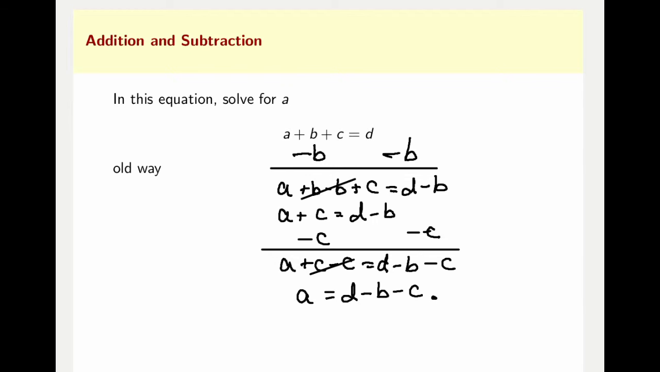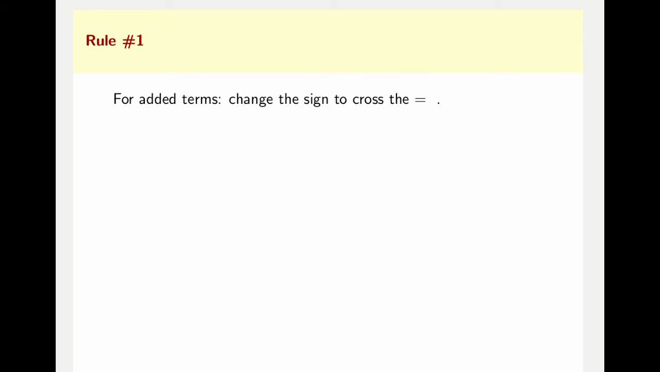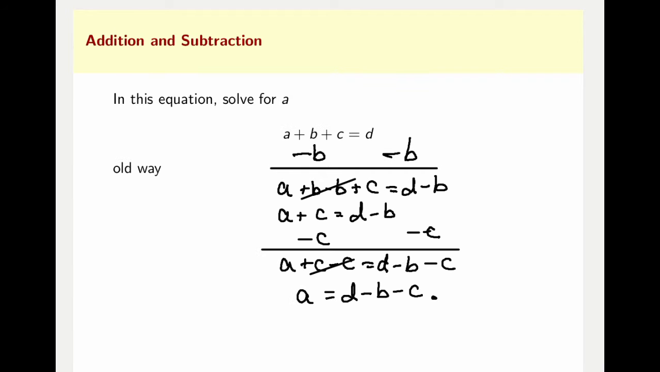So we look at this result, and now we can come up with what I call rule number 1. For added terms, as they cross the equal sign, they change sign. Positive becomes negative, and negative becomes positive. So if we go back and look at that, we do see that as the b crossed, it became negative, and as the c crossed, it became negative.